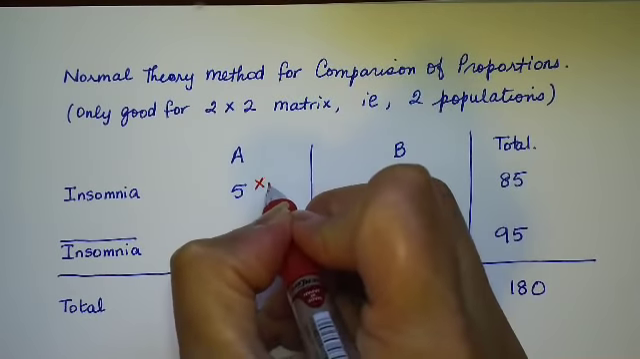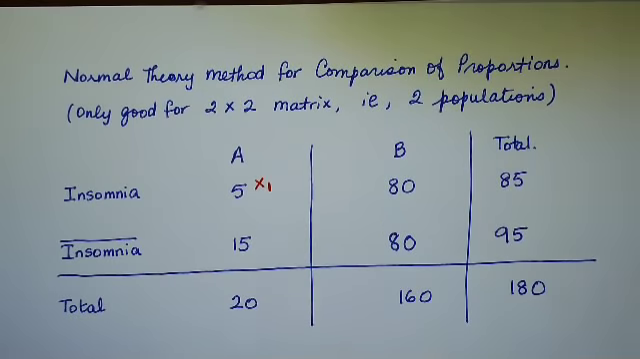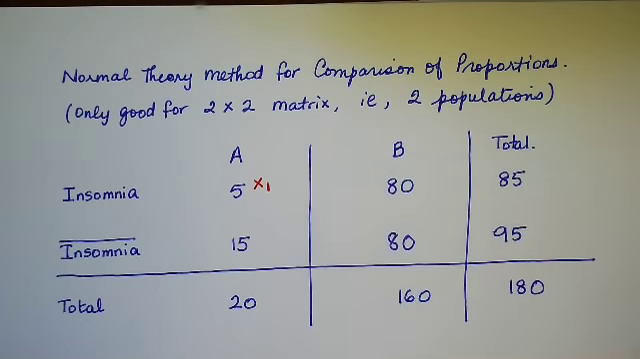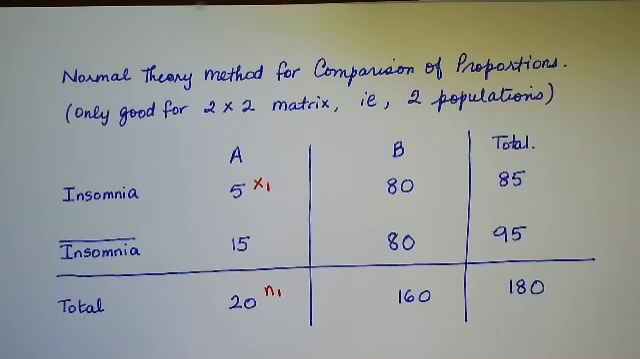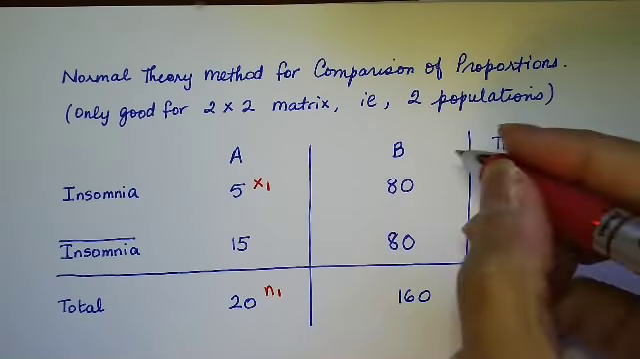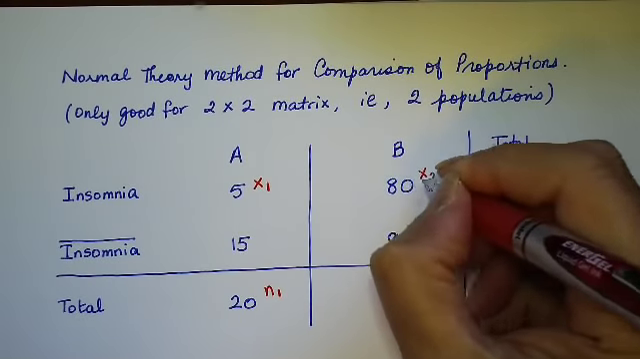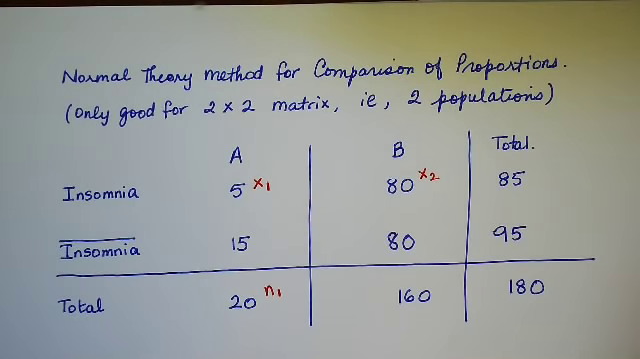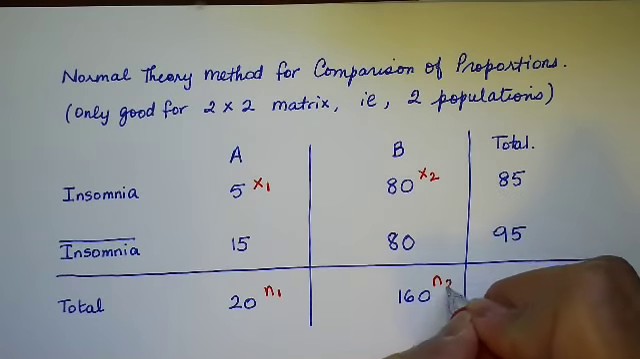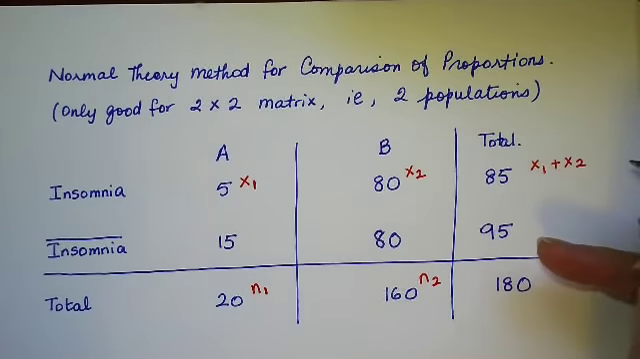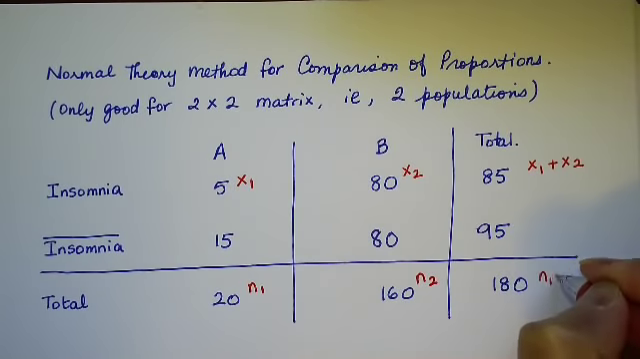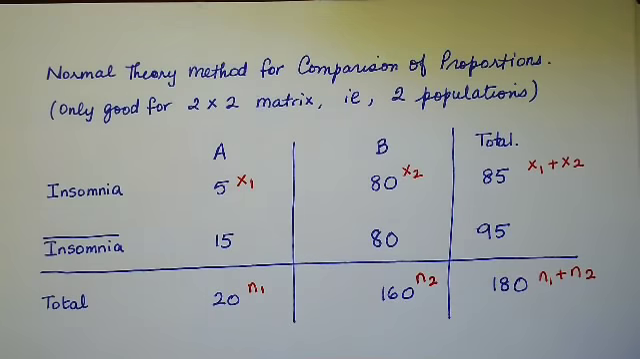So let's call this X1. These are the number of quote-unquote successes in sample A, and this is N1 for sample A, the size of the sample is 20. And here x2 is 80. These are the people who did experience insomnia, so these are regarded as successes. And n2 is 160. And then this is the total of x1 plus x2, and this is n1 plus n2.